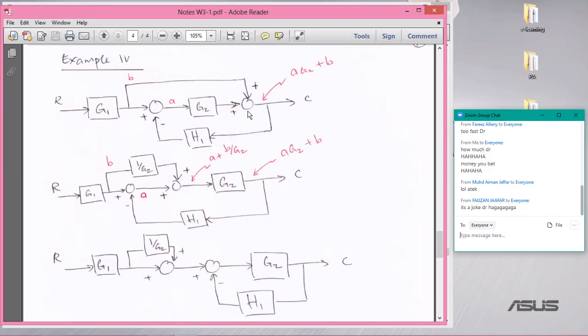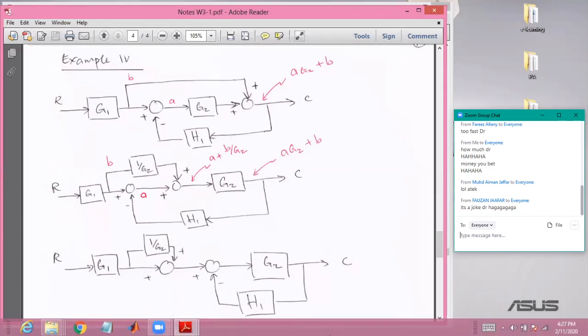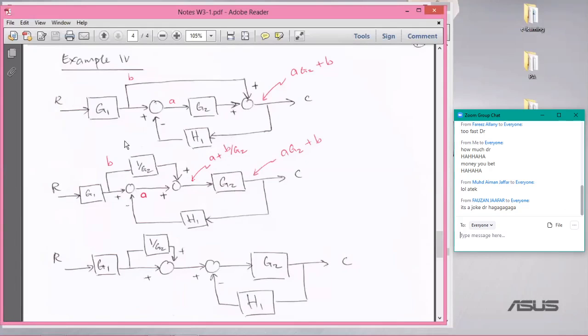Okay, so now here, the idea is you're going to have to do some trial and error. You need to think and crack your head. How are you going to simplify this? So my idea is to move this summing junction from in front of the block to behind of the block. See, I'm going to move the summing junction from in front of the block to behind of the block.